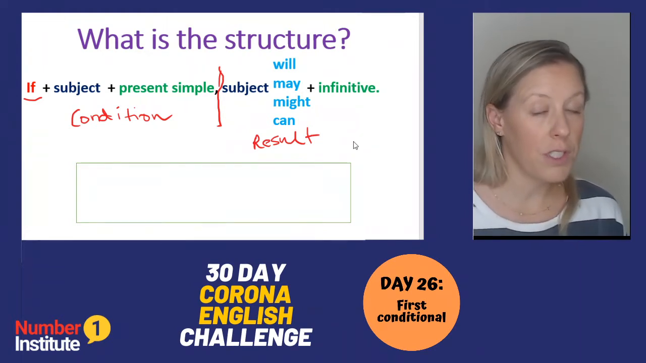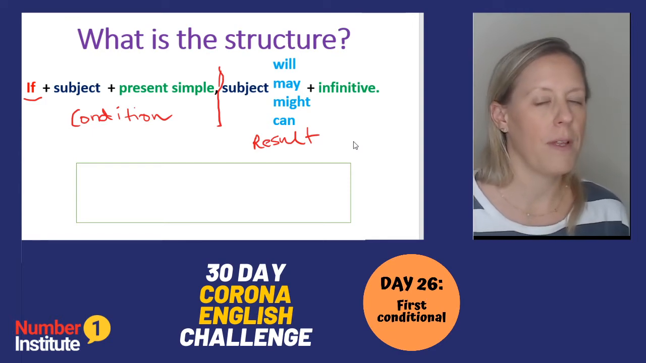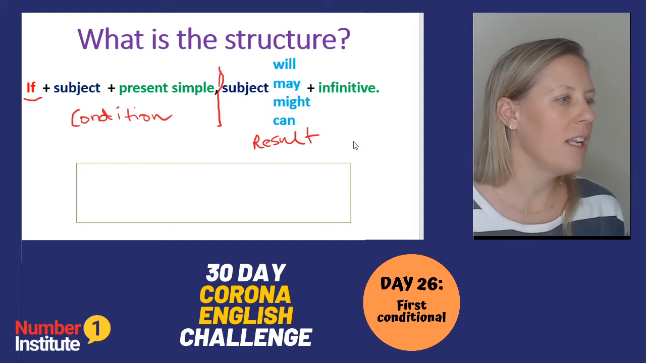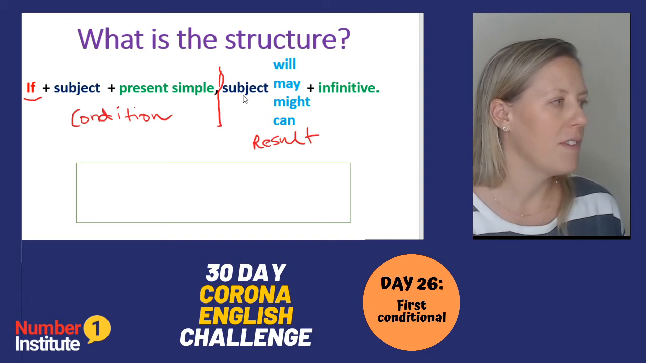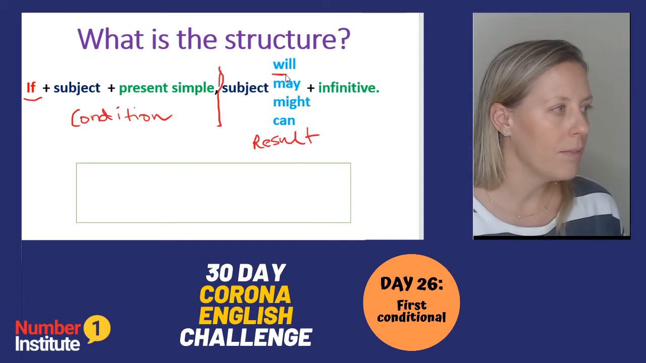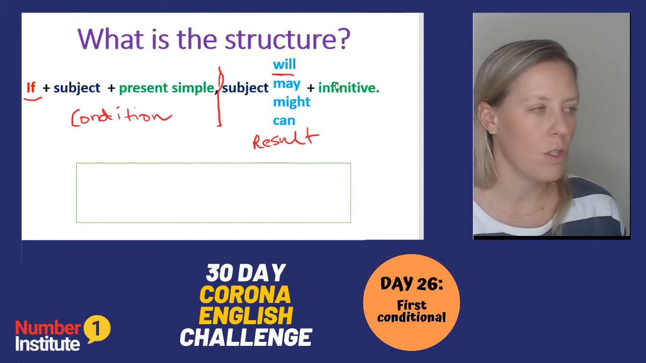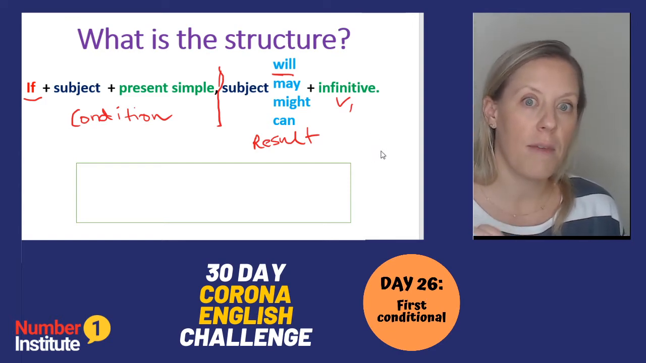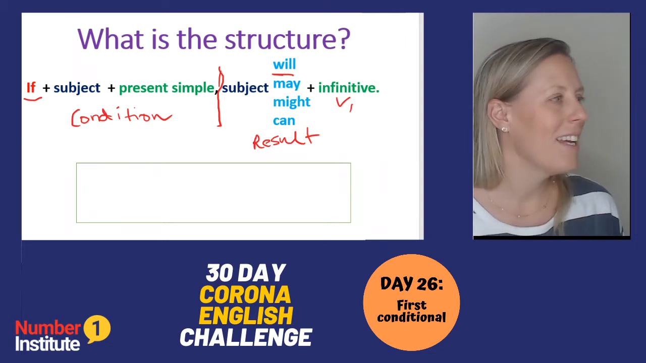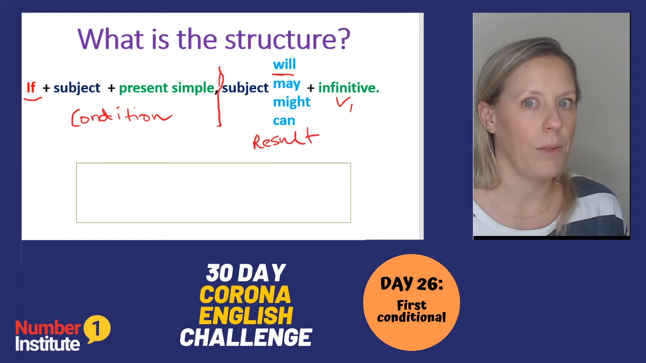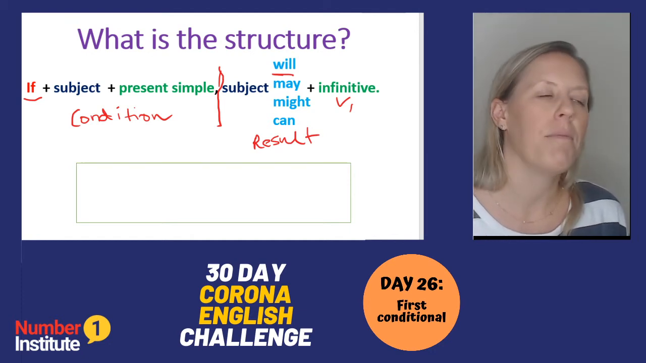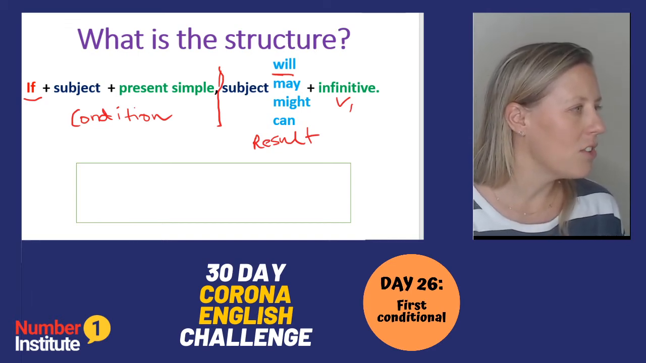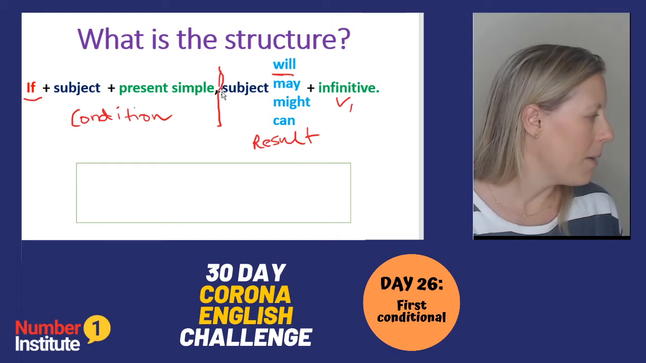So for the first conditional, we have if plus the subject plus present simple. Then in the result clause, we have the subject, then we have will, and the infinitive. So the infinitive is the verb one, or the base verb. So no two, just the base verb. Okay, so most of the time it's will, but we can have may, we can have might, and we can have can. The other thing that you need to note is in the structure we have the comma.